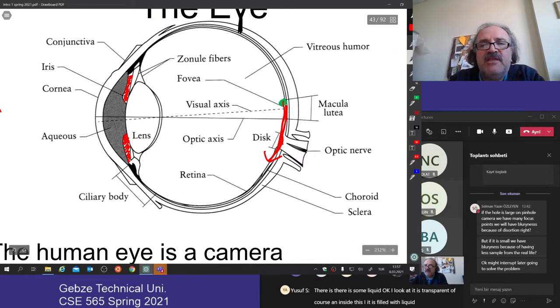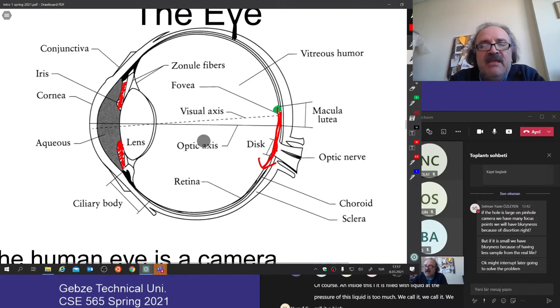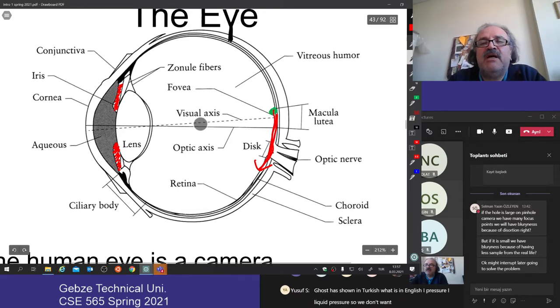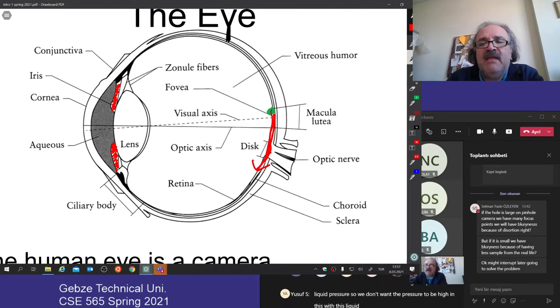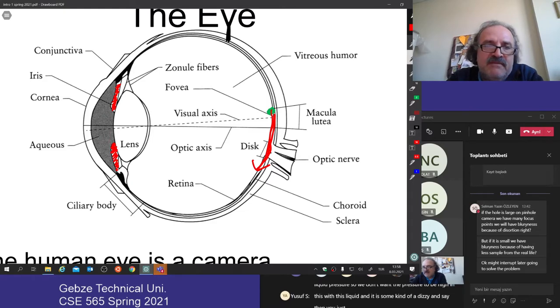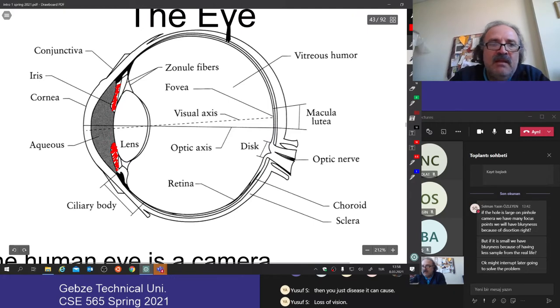If the pressure of this liquid is too much, we call it high eye pressure, or göztansiyon in Turkish. What is it in English? Eye pressure, eye liquid pressure. So we don't want the pressure to be high with this liquid. It is some kind of a disease. It's a dangerous disease. It can cause loss of vision. It has to be dealt with.